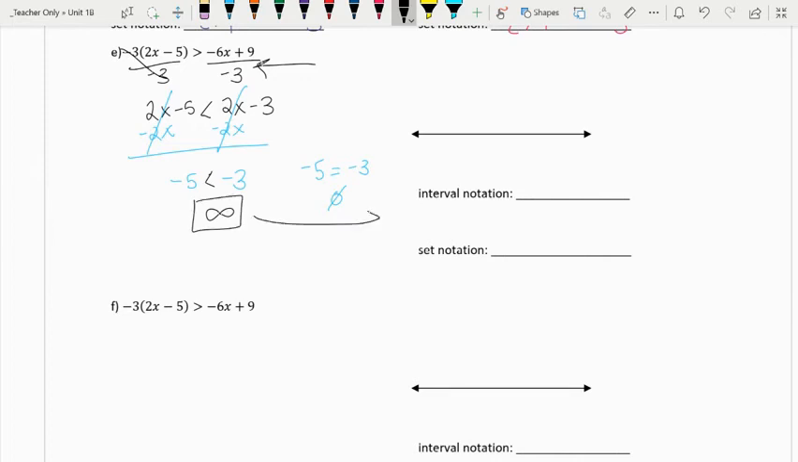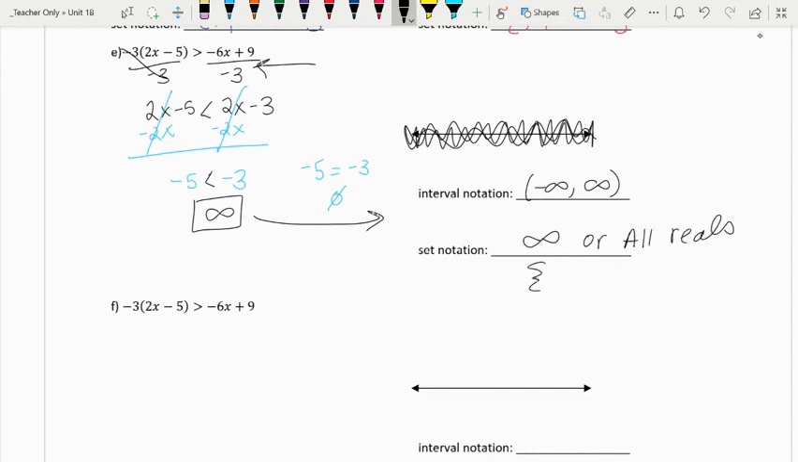Now we still need to do something over here with that. That means that every number would work, so we would shade the whole number line. Interval notation, all the way to the left is -infinity. All the way to the right is positive infinity. And set notation, I would take a lot of answers here. I'm okay if you just put infinite or all reals. If you want to make it more formal, like x such that x equals all reals, that's fine with me. Any of those would work. Or you could put your R with a line through it.